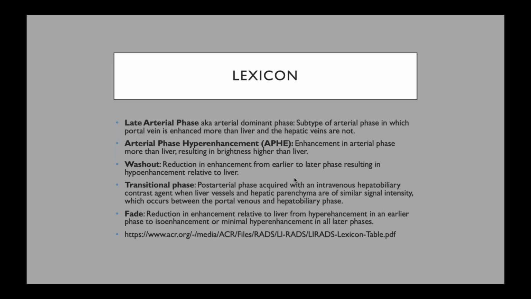Arterial phase hyperenhancement is when your lesion is brighter than the background liver. And it's really important to recognize that washout is when those lesions become darker than the background liver in the portal venous or the delayed phase. If you're using Primovist, you don't get a delayed phase, you're getting a transition phase because the background liver is starting to enhance. So washout is not a Primovist feature after the portal venous phase.